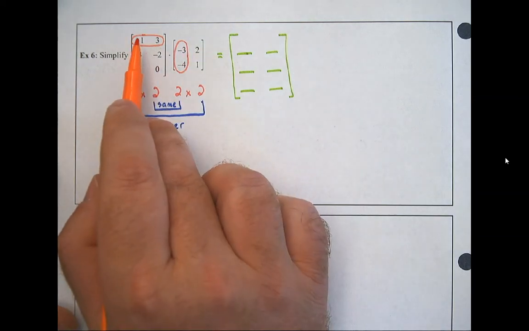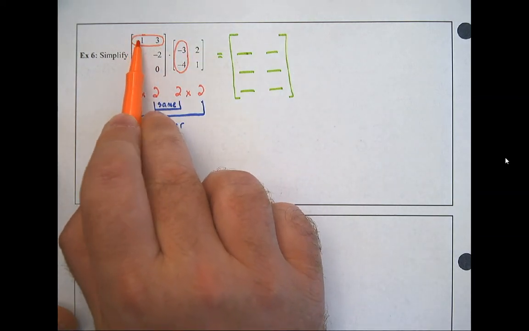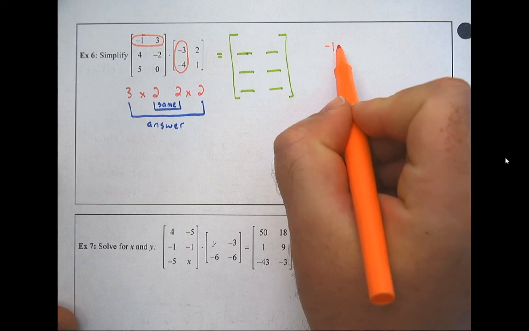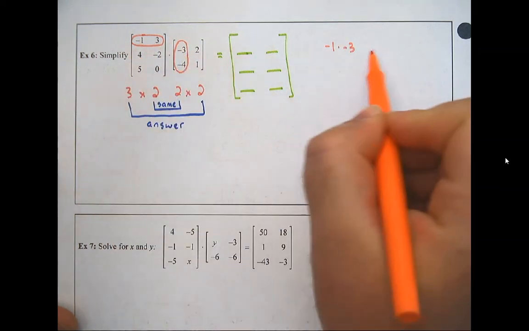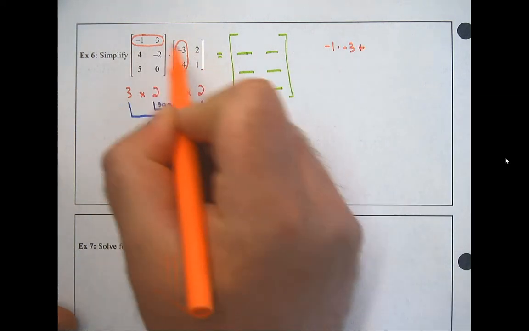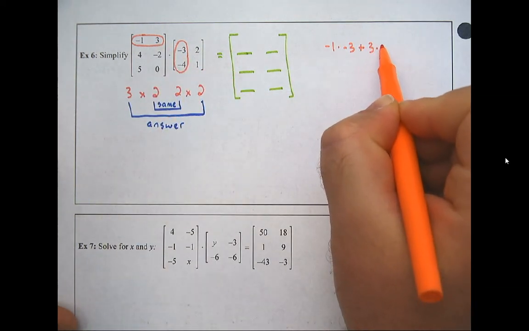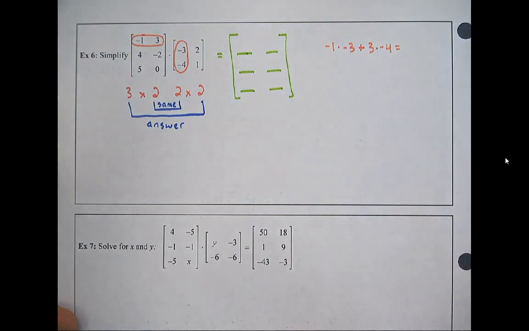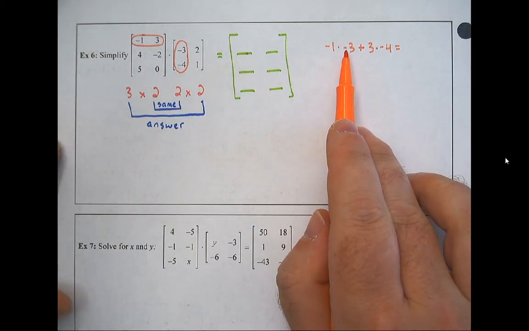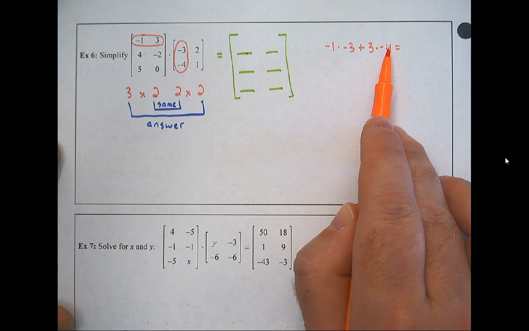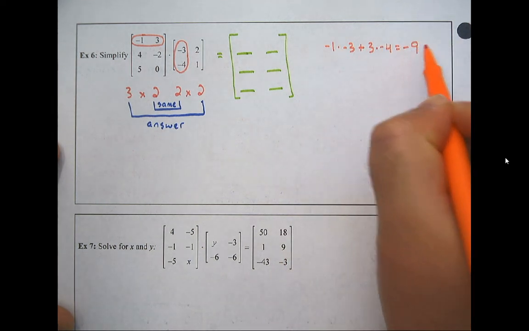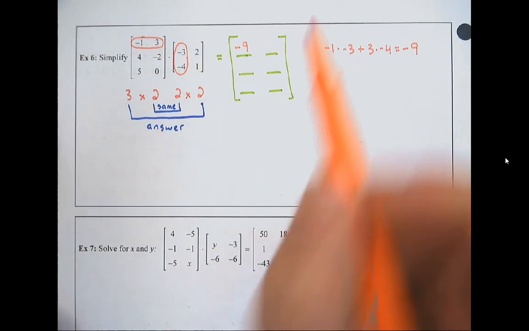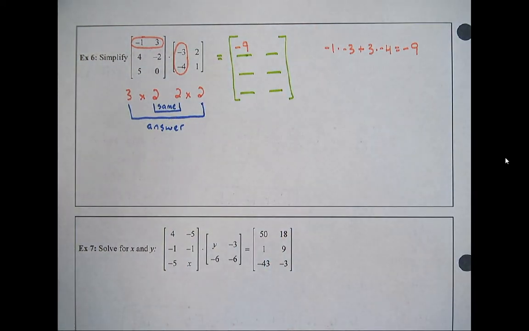Well, how do we multiply? Don't ask me why this works. I have no idea. But it's the first term times the first term. So -1 times -3 plus the second times the second, 3 times -4. -1 times -3 is 3. 3 times -4 is -12. 3 plus -12 is -9. So this is -9. Easy, right? All right, let's try another one.